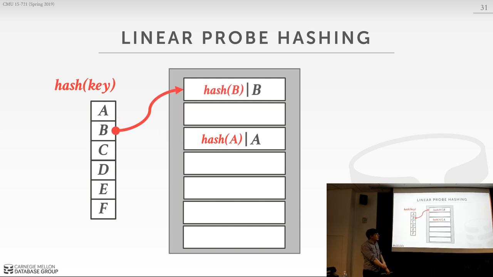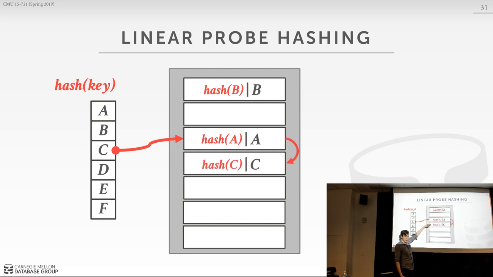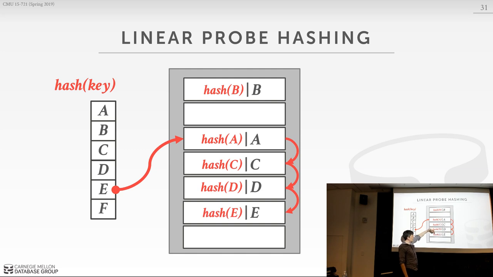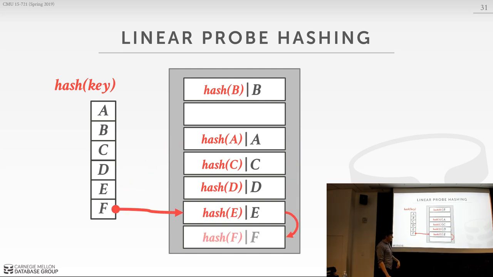Now I store B, same thing. B has a free position, so it goes there. Now I want to store C, and C hashes to the same spot that A is located in. So I do a sequential scan until I find the next free slot, which is the next one, and that's where I insert C. Same thing with D: C is already there, so I insert after it. In the case of E, same thing, I keep going down until I find what I want. And then F goes here.